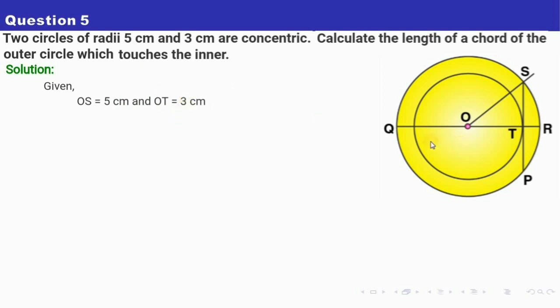Now as I said earlier, this OT will bisect this SP, right? And again this OT will be perpendicular to SP as well. So can I say that this angle, that is STO, is 90 degrees? Yes, so we have got this angle to be 90 degrees. Now if this is my 90 degrees, then this is what kind of triangle? This is again a right angled triangle.